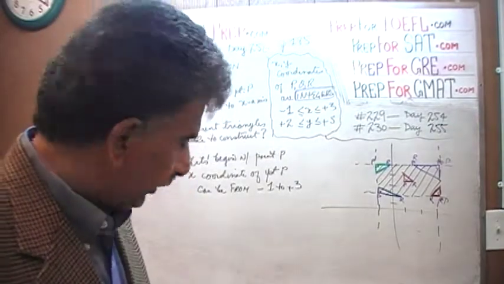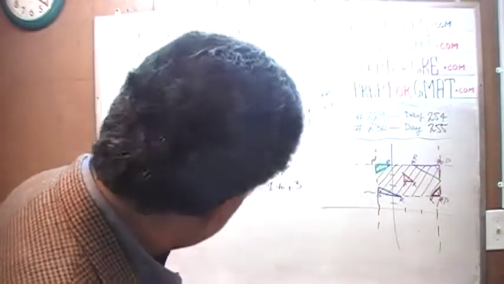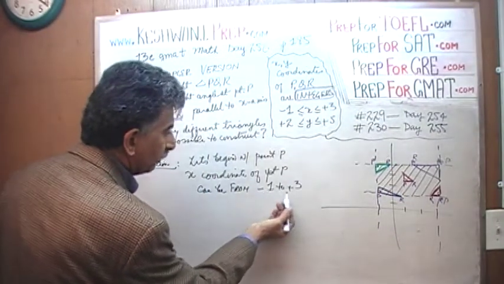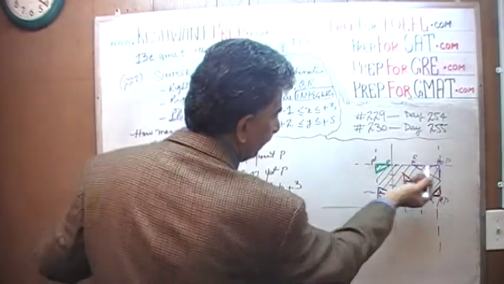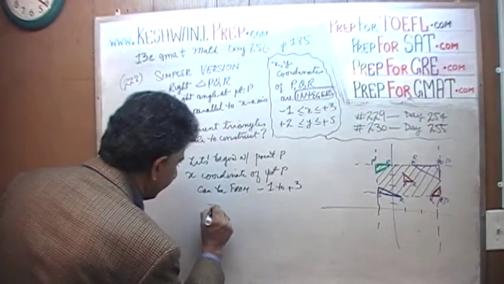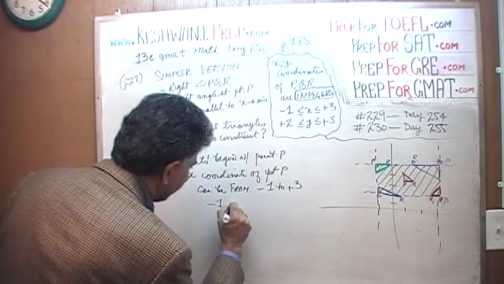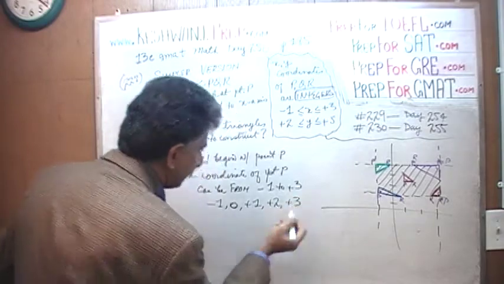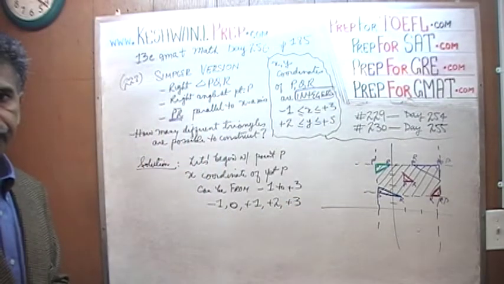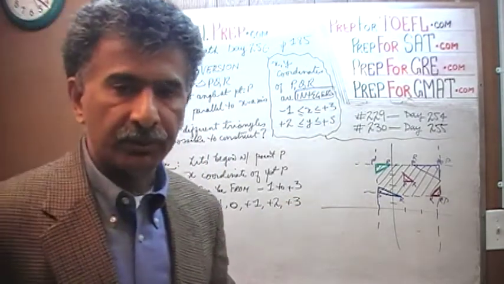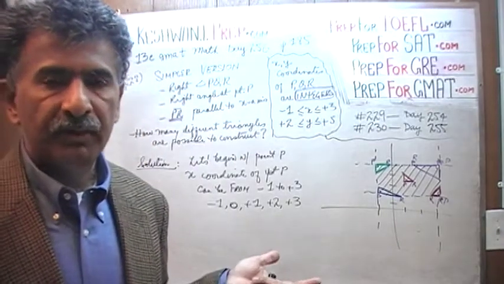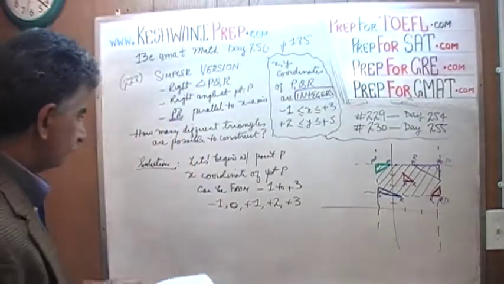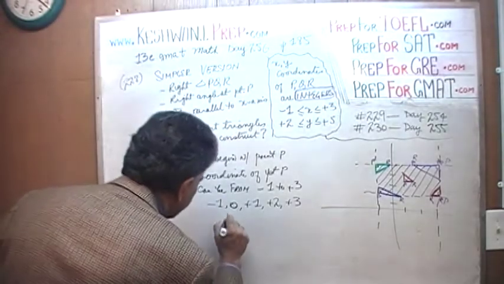So what could be the x-coordinate of point P? You haven't told me that yet. The x-coordinate of point P can be anywhere from -1 to +3. You see, it could be right here, it could be there. So in other words, it can be -1, it could be 0, it could be +1, it could be +2, it could be +3, and that's it. There are only 5 possibilities. Because they have to be whole numbers, there are only 5 possibilities for the x-coordinate of point P. Let's make a note of it. 5 possibilities.